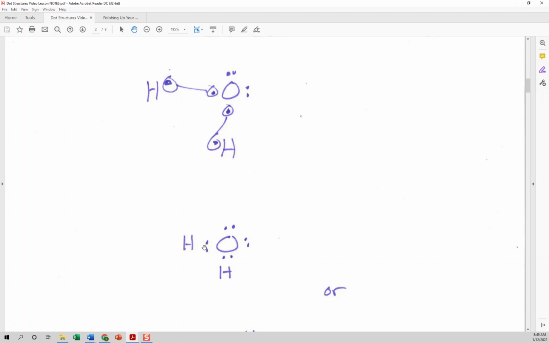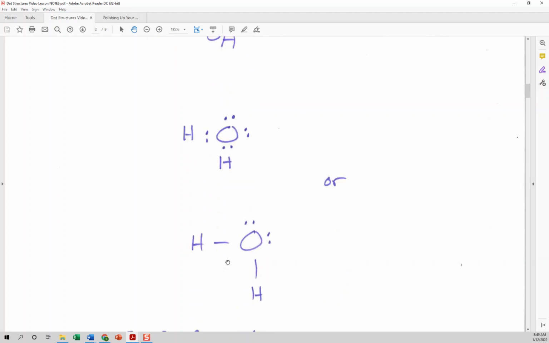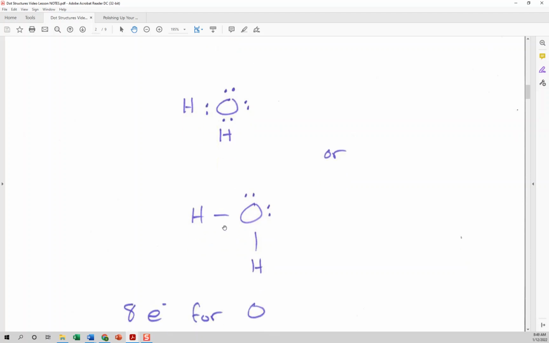Another way to show electrons being shared, instead of drawing 2 dots between the 2 elements, is to draw a single line. That dash is equal to 2 dots being shared. When you have shared electrons, a covalent bond, they count for both atoms that are sharing them. So the 2 electrons represented by that line count as 2 electrons for that hydrogen, and 2 electrons for that hydrogen.